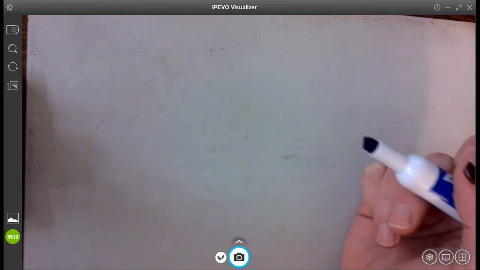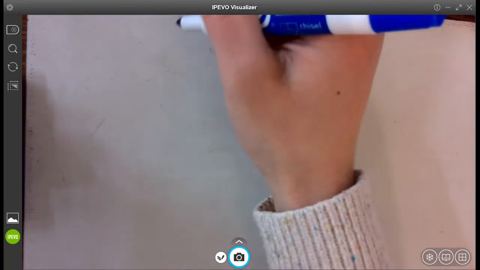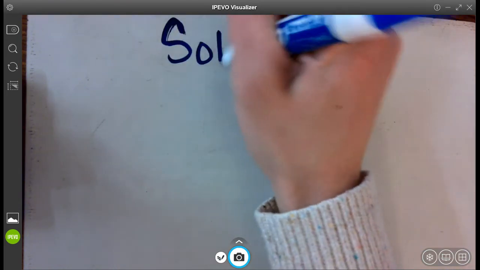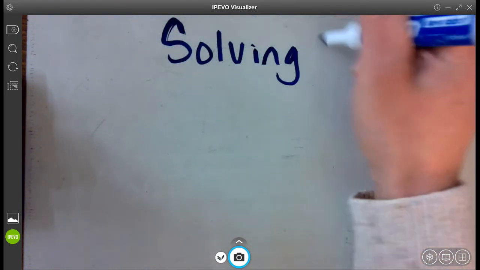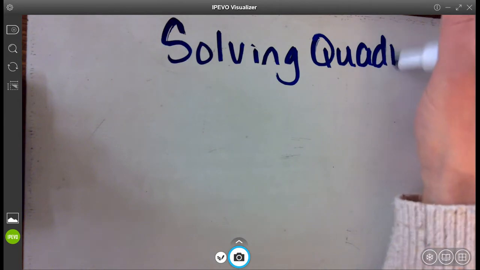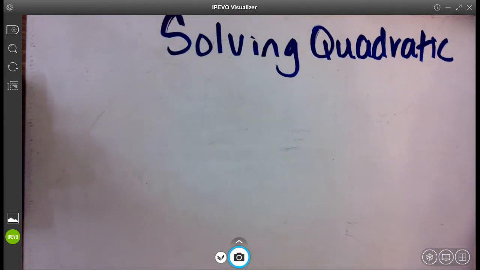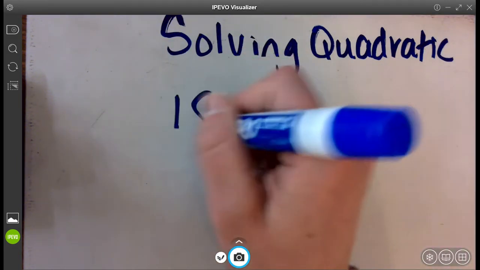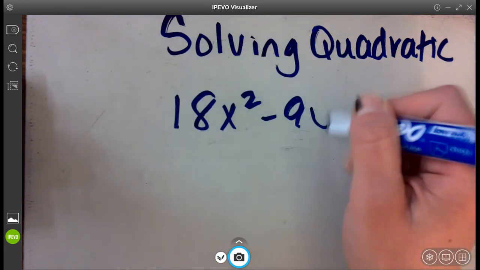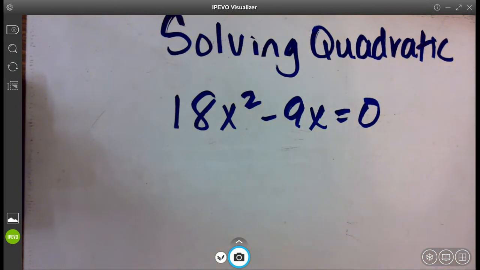Okay, so the last section, we are in chapter 8, we are solving quadratics. And what that means is when the quadratic is now equal to 0, we have to find the value of x for which it satisfies the equation. When someone says satisfies the equation, they mean makes it true. So if I have 18x squared minus 9x equals 0, how do I solve for x?